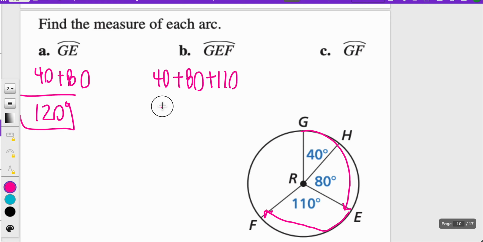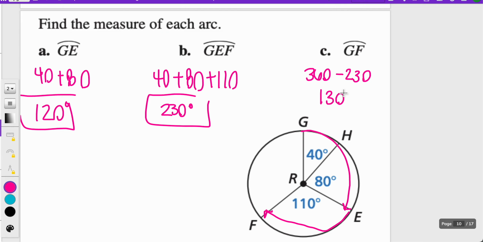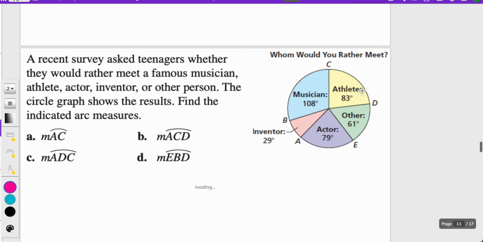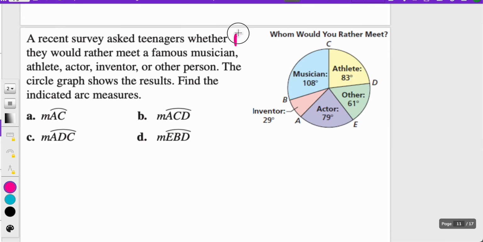That will give me 230. And then GF, which is this way, would be just taking the difference of 360 minus that 230 we just found, and that'll give us 130. Okay, so these on the next slide, I'm going to have you pause this and try these.